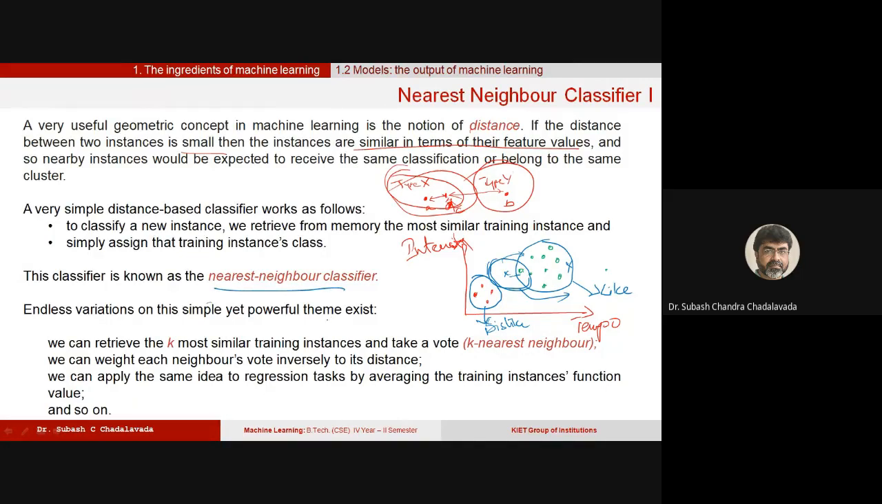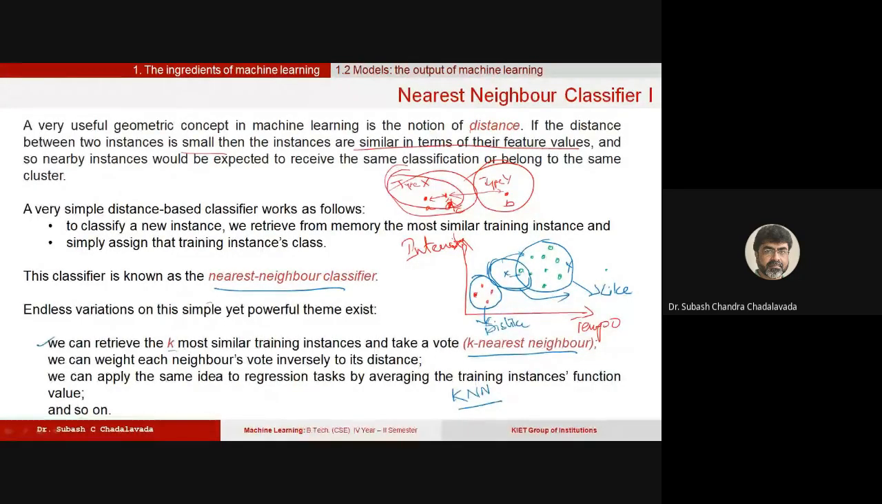And what we generally do in a nearest neighbor classifier, we have something called k nearest neighbor, or the KNN algorithm, k nearest neighbor algorithm, where you divide your instances into k number of classes, and to each k you assign certain weight.